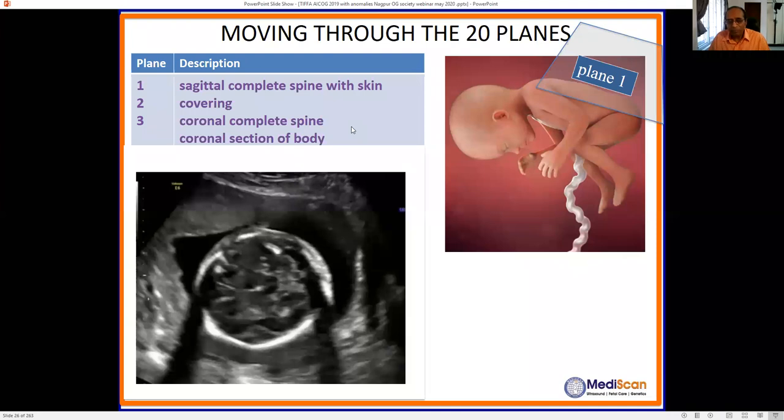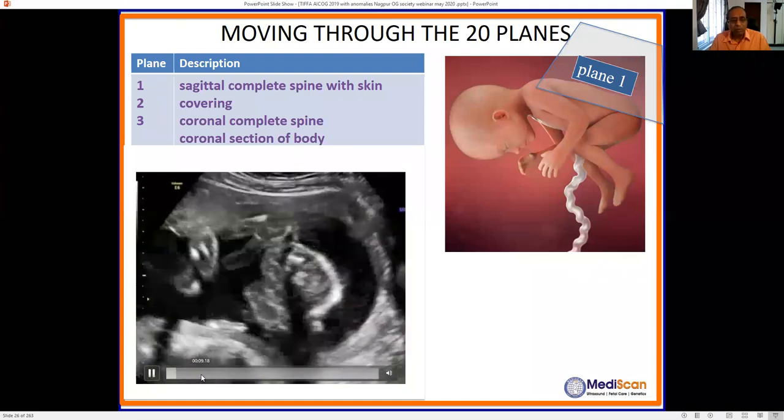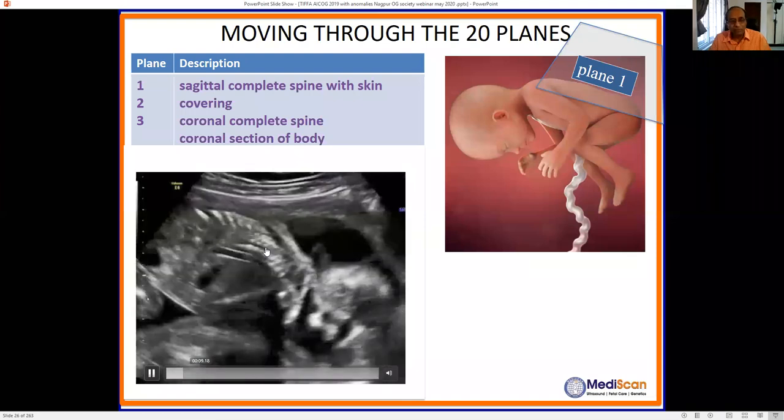Now, remember, if you want to get a good anatomical evaluation of the fetus, you must control the spine of the fetus. The moment the spine is under your control, which means with your probe you can move through the spine from the cervical spine to the sacral spine, back and forth, all the time keeping the parallel view of the spine clearly in view, then you have controlled the spine. So this is called plane 1. It's a sagittal complete spine with skin covering. As you move along, that is your sagittal spine which is being covered.